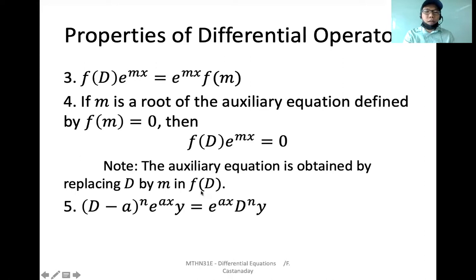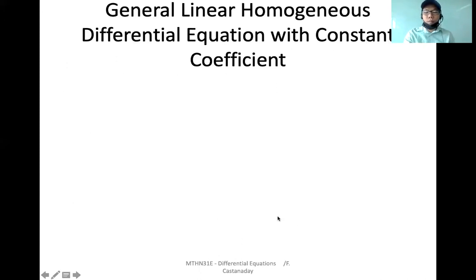Actually, these illustrations are long, but I just showed the important equations for this operator. D minus A. D represents what? Derivative, or to differentiate. Okay. D minus A raised to N times E raised to AX times Y is equal to, so there is always an exponential function prior to that, the nth derivative of Y.